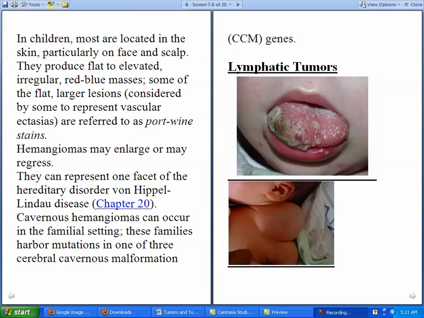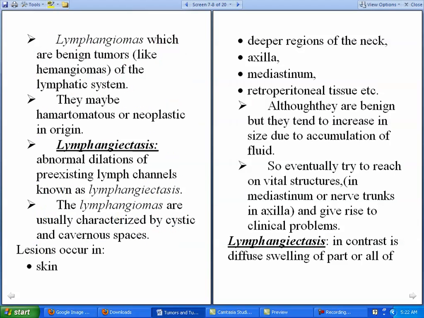Now, the lymphatic tumor setting, you are actually visualizing the two pictures. The one is actually the lymphangioma of the tongue, and the other is the lymphangioma of the cervicofacial region. And the large lymphangioma which you're actually seeing on the neck is called cystic hygroma as well.